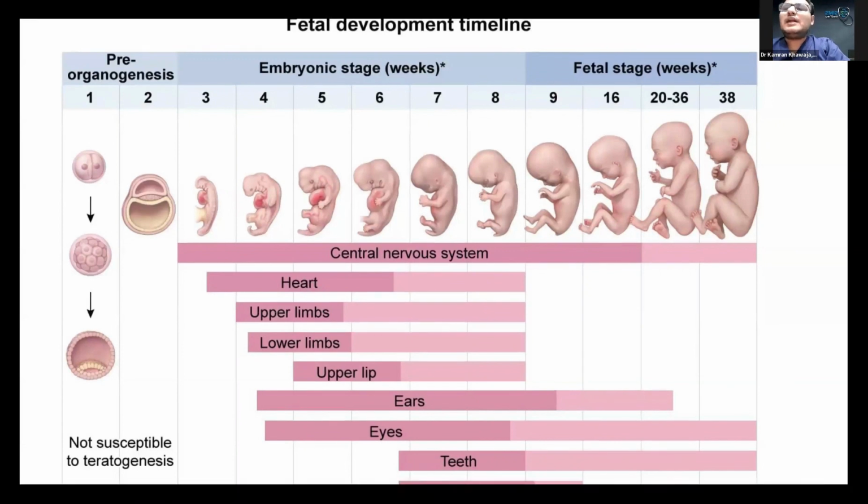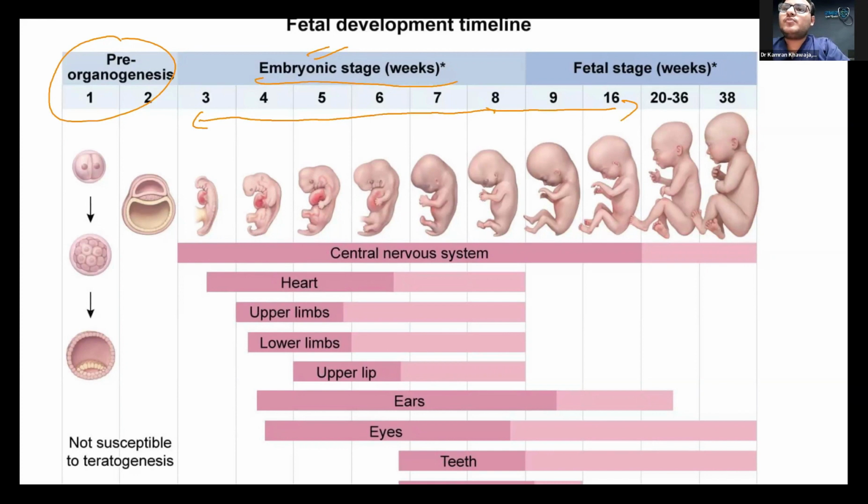The start of week 4, from around the 22nd day, is actually the starting of central nervous system development. There are phases in the fetal development timeline. You should know the pre-organogenesis, the first 2 weeks, when gastrulation is happening and the 3 layers are made. From the third week, there is the embryonic stage, and in this stage there will be development of different organs. Development of the central nervous system starts in the third week and continues.